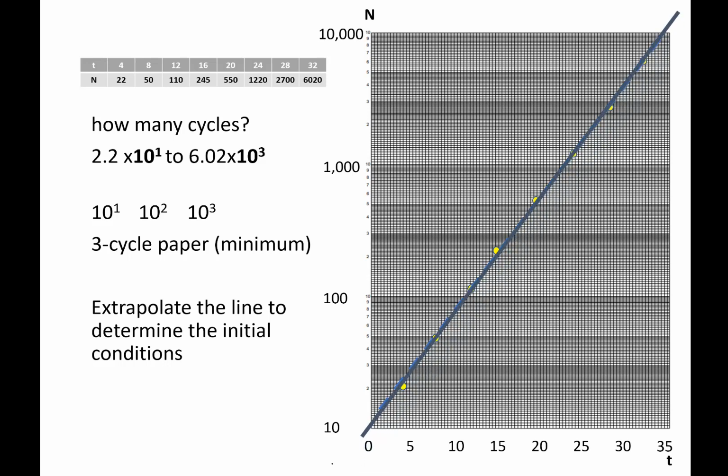And now the question asks what the initial conditions were. It cuts the y-axis at y is equal to 10. So x is equal to 0. In this case, t is equal to 0. And n is equal to 10. Those are our initial conditions.